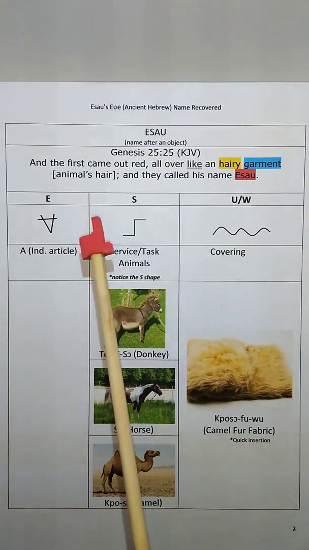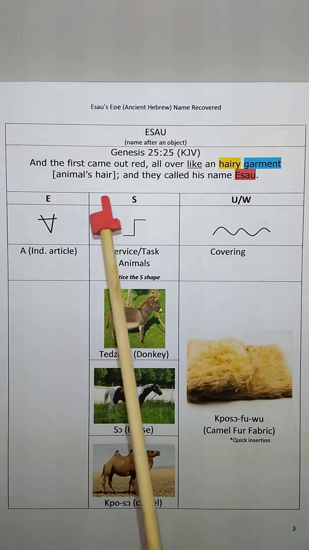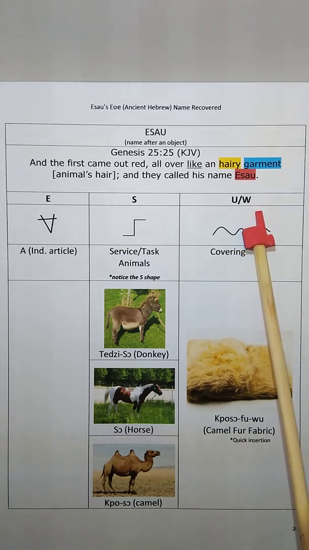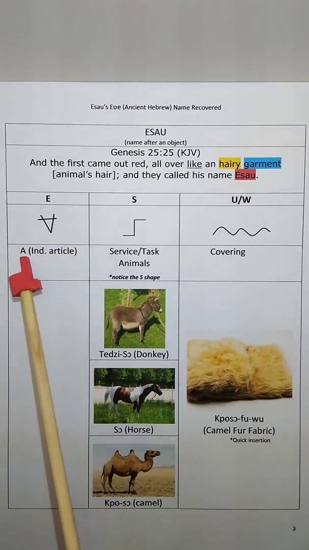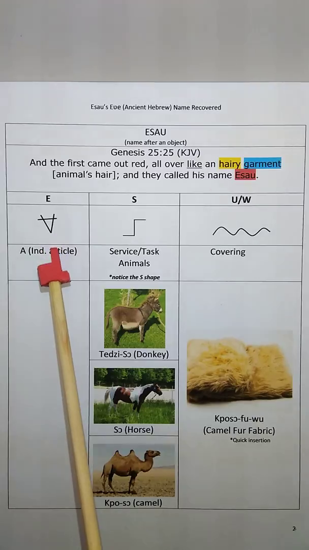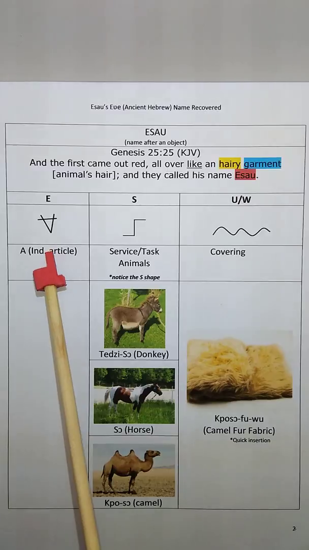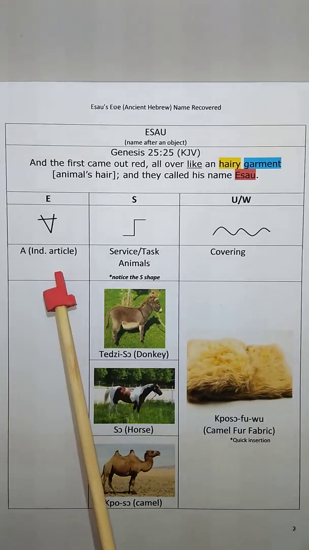Esau. In Esau, you have three syllables. The first one is the E, the second is the Saw, and the third is the Wu. The first syllable, the E, is represented by this ancient Hebrew letter, the A. It is an indefinite article. It goes for a person, a male or a female, or an animal or objects.